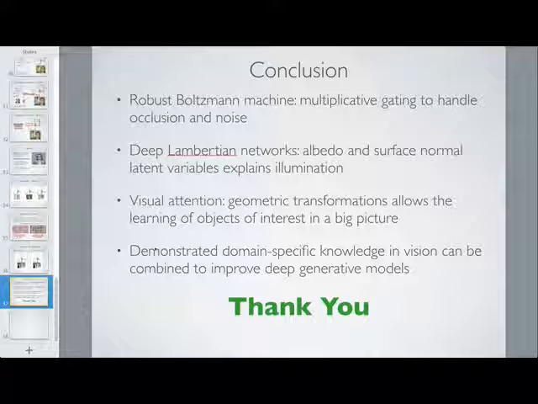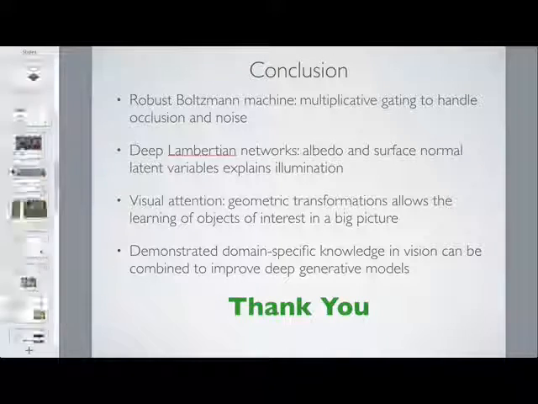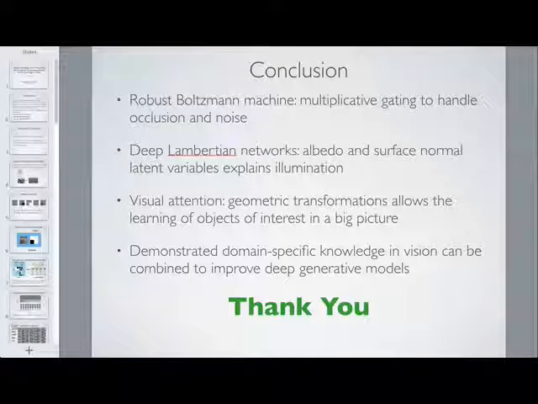And then finally, we have geometric transformations that roughly, loosely correspond to visual attention, which allows us to focus and learn general models of an object of interest within a big high-resolution image. And so these are just 3 domain-specific models that use domain-specific knowledge in vision. Obviously, there are many more possibilities for future research. So with that, I'd like to thank you, and I will take any questions you might have right now.